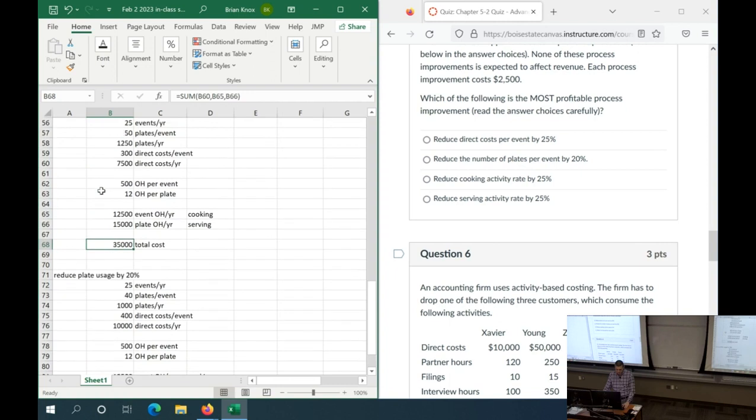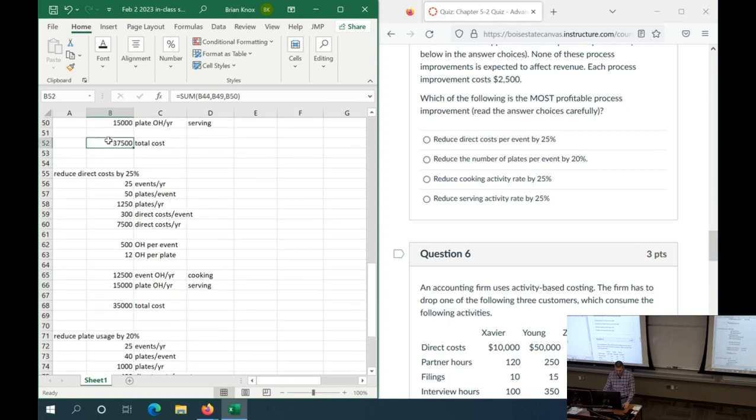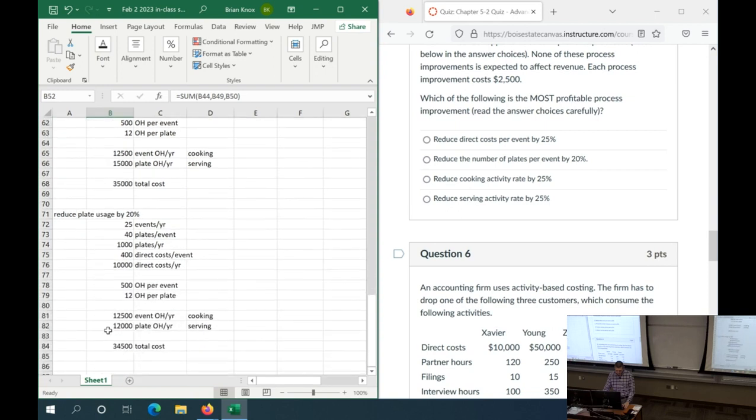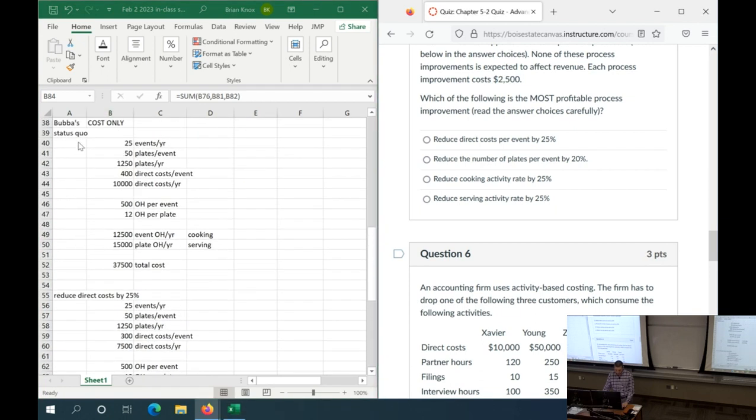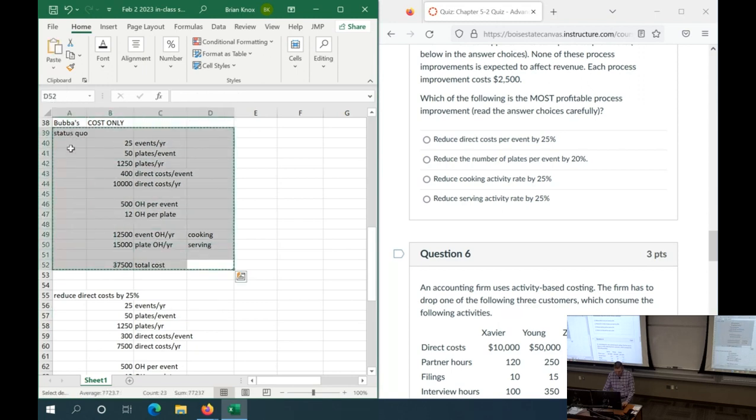It's going to be profitable to the tune of $500. The original was $37,500, down to $34,500. That's $3,000 of savings. It costs us $2,500 to get that savings. Okay, that's all I was saying. Grab the status quo. Let's look at option 3.